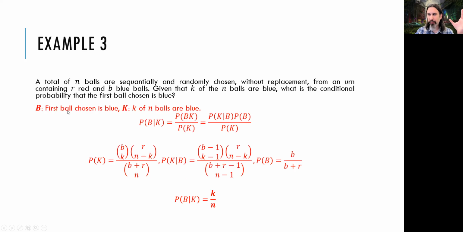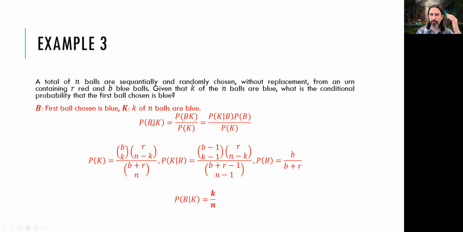So we have two events, as I said. The B event, where the first ball chosen is blue, and the K event, where K of n balls are blue. And we are looking for B given K. Now, as we're looking for B given K, we have to just open it up using the definition of the formula. And we know that it's the intersection over the condition. Now, this intersection cannot be calculated. There are no subsets here. B is not a subset of K, K is not a subset of B, and we cannot calculate this intersection easily. So what we have to do is use the reverse version of that condition.